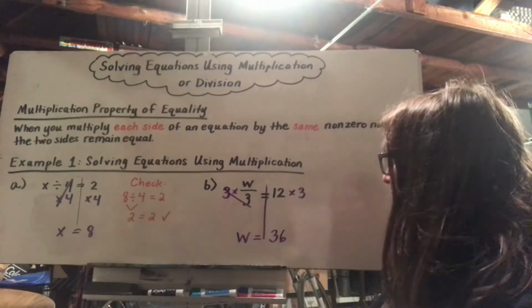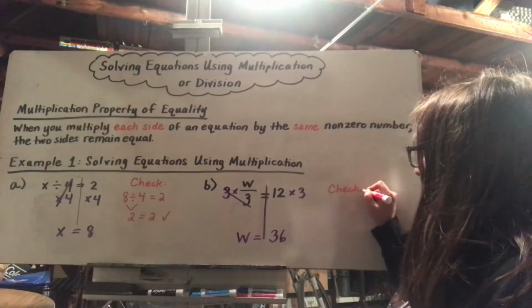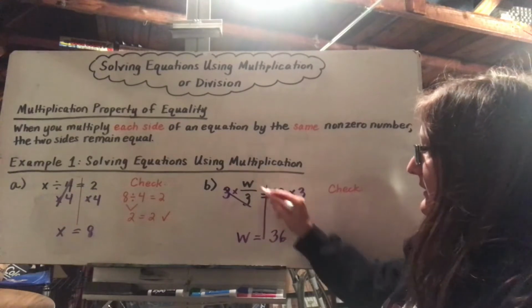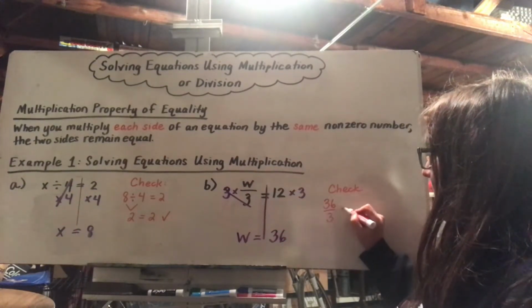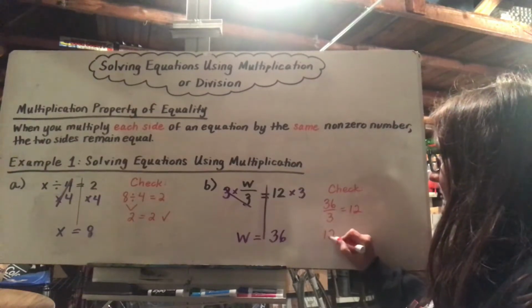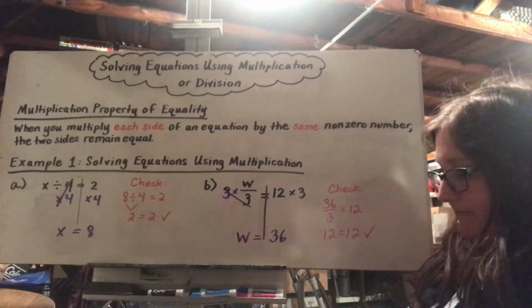Then I'm going to briefly check my work. So when I go to check, this number is going to get plugged in for w. So I now have 36 divided by 3. I can even try that on a calculator. It gives me 12. Both sides here are 12, so my answer checks out.